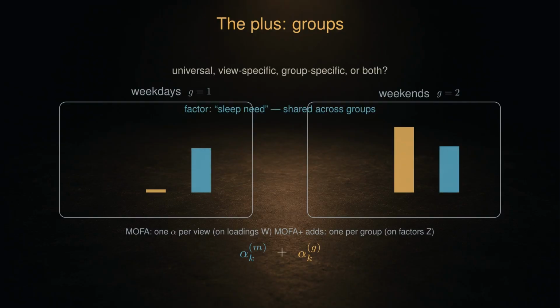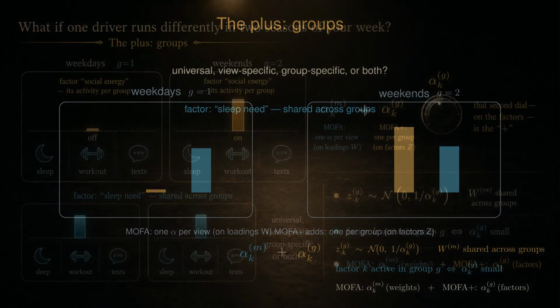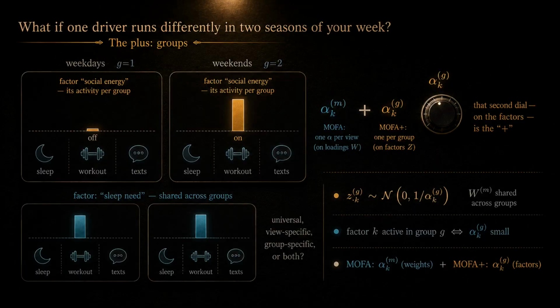MOFA Plus keeps those and adds a second dial, this time on the factors themselves, one per group. The loadings stay shared, so social energy means the same thing on a weekday and a weekend, but its activity can be switched on for one group and off for the other. That second, per-group dial is the entire plus.